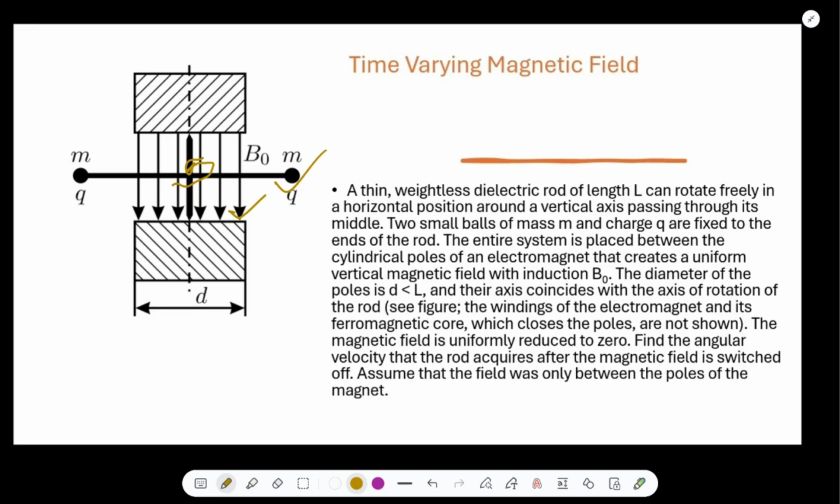And the magnetic field is uniformly reduced to zero. So the initial magnetic field was B naught and it is uniformly reduced to zero. Find the angular velocity that the rod acquires at the final moment when the magnetic field is switched off. Assume that the field was only between the poles of the magnet.